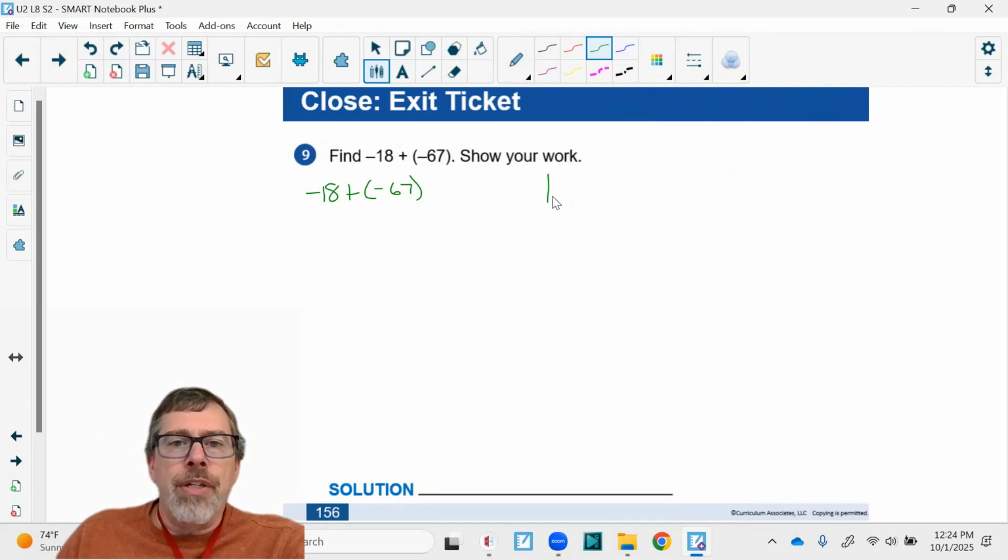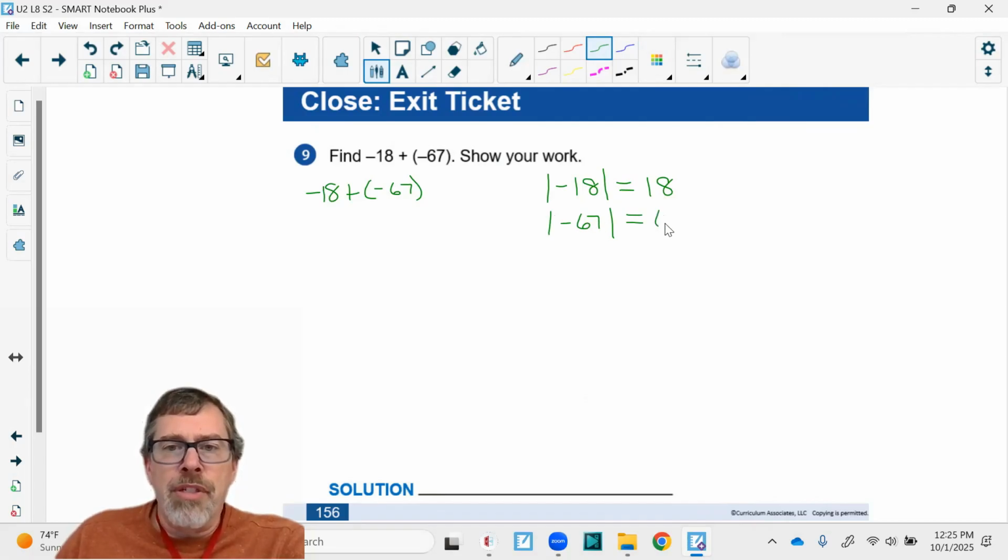In this case, we're going to take the absolute value of negative 18. That means, how far is negative 18 from 0? Well, it's 18, so that's positive. Distance is always positive. And what is the absolute value of negative 67? Negative 67 is 67 units from 0, so the absolute value is 67.